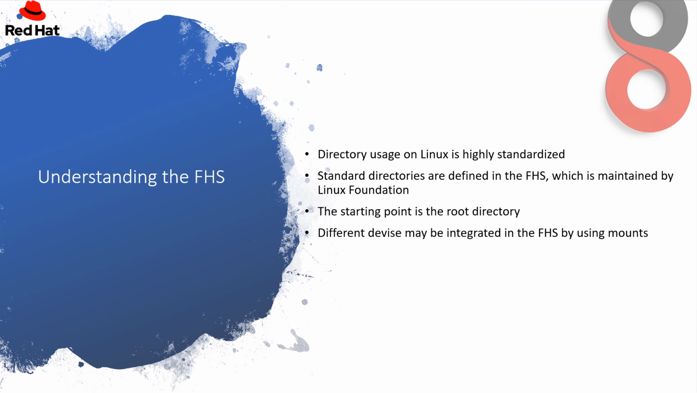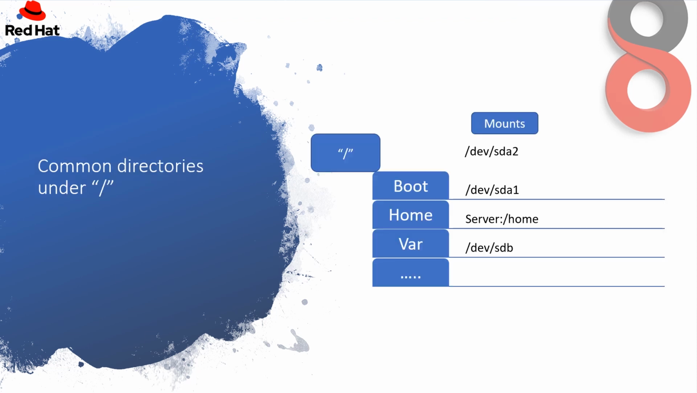For example, in the FHS, the starting point is the root directory. Everything that exists in the Linux system exists under the root directory, and in the root directory, different devices may be integrated by using mounts. Before I show you some common directories that exist in the root directory, let me explain how the concept of mounts is used in a Linux environment.